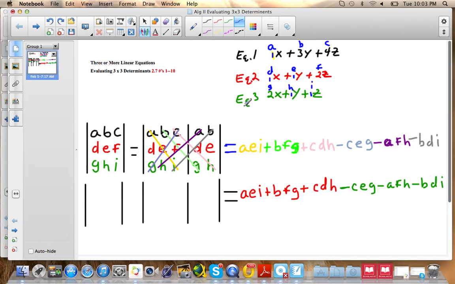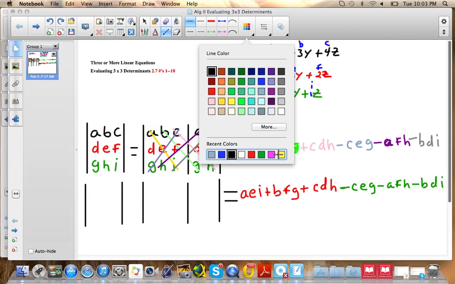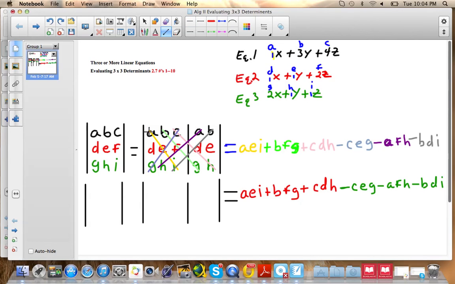Now, I want you to take a look at the patterns that I created. This is a pattern that will be done no matter what. And if you notice, I start at the letter A over here on the right side of the equal sign.